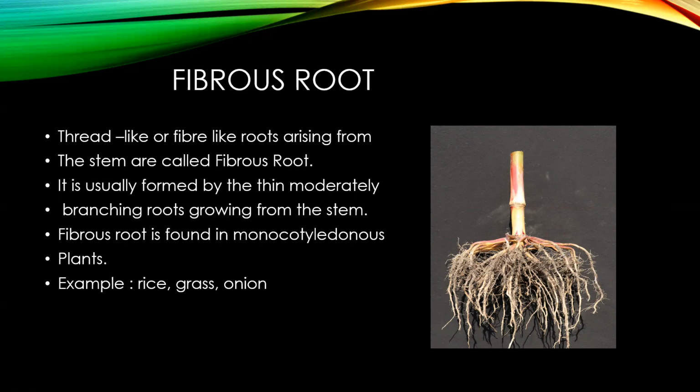Fibrous root is found in monocotyledonous plants, which means this kind of root is found in plants which have only one cotyledon. The seed contains only one cotyledon. Examples of fibrous roots are rice, grass, onion.